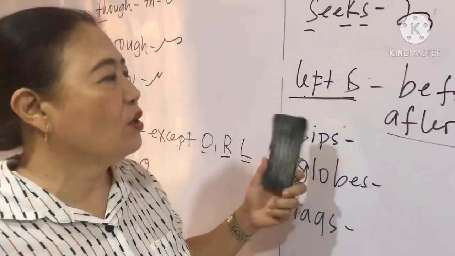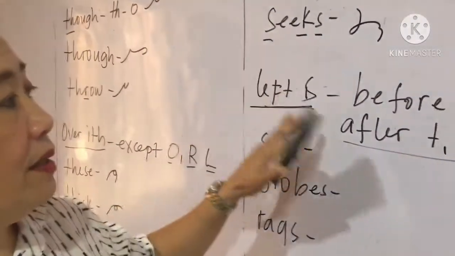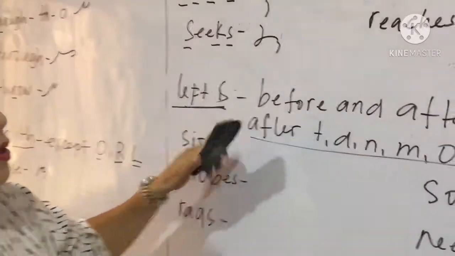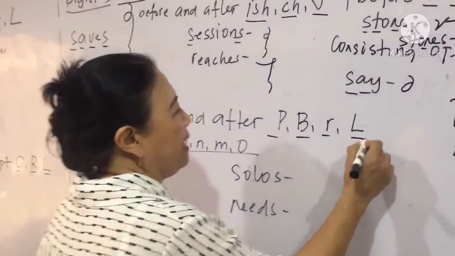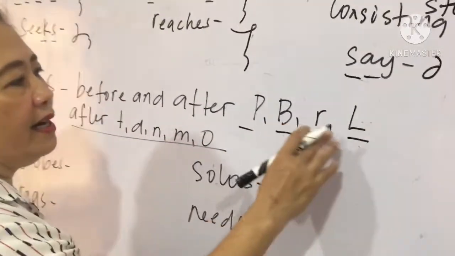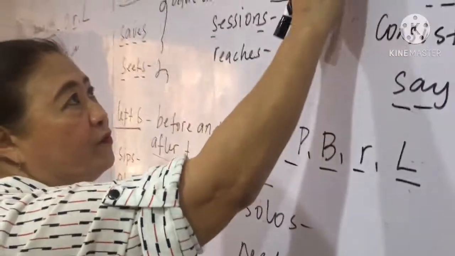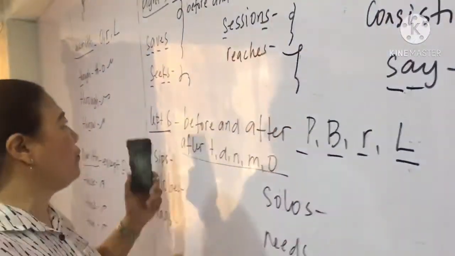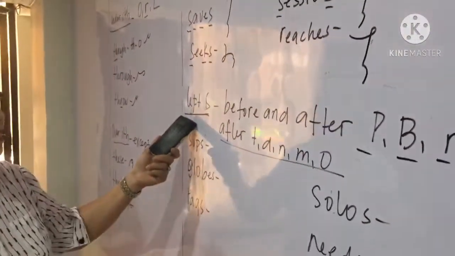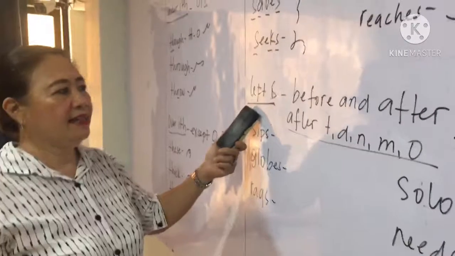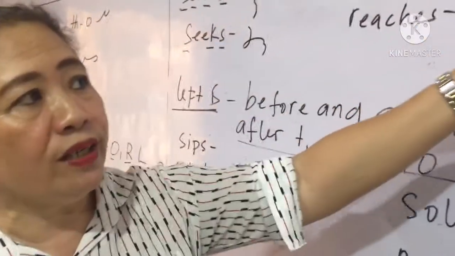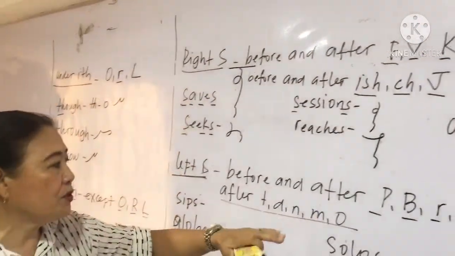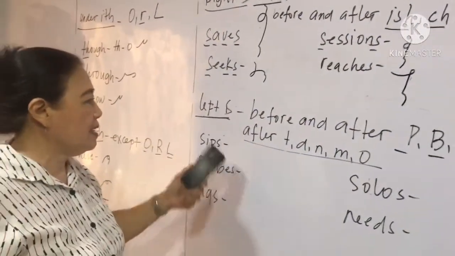Left S is the opposite of the right S. The left S is used before and after P, B, R, and L. The P, B, R, L are the opposite of the F, V, K, and G. So therefore, you have to use the left S. And after the T, D, and M, O. Only before the T, D, and M, O is the right S. So after those strokes, the left S is used.